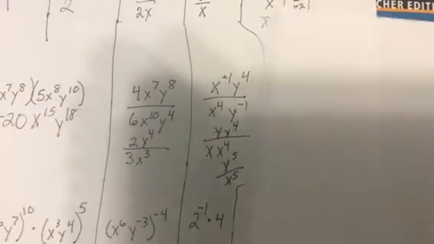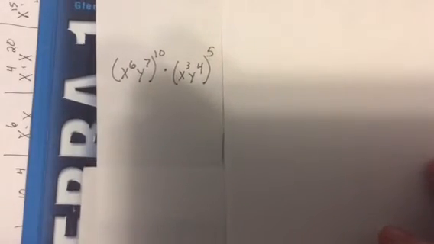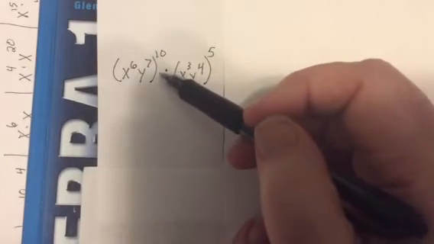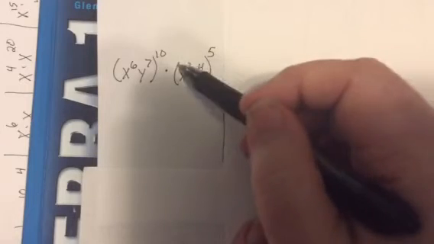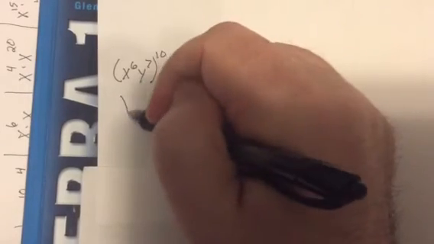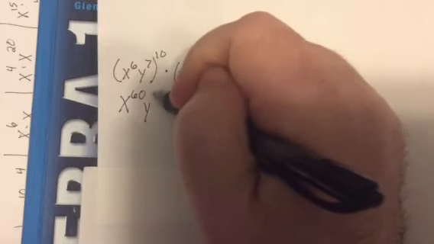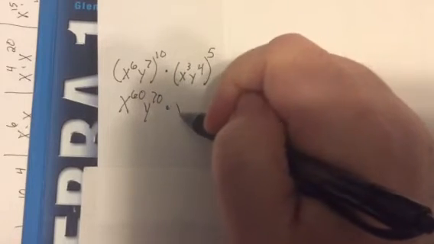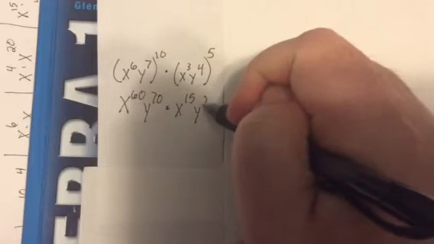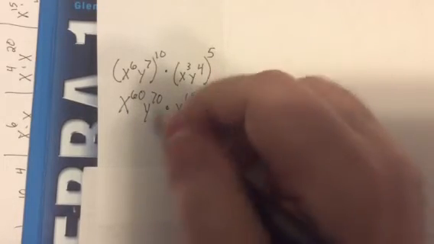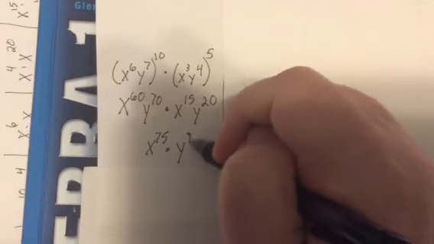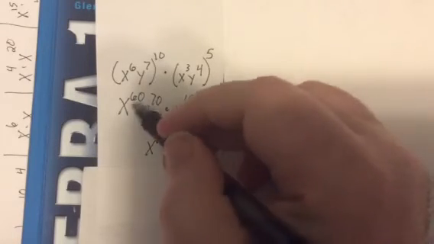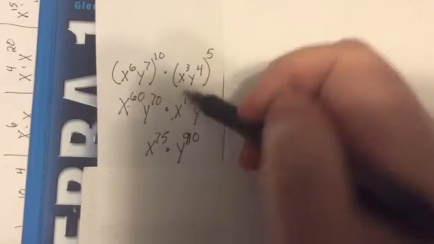And then the last round, oops, kind of making a mess here. Let's move this down. There we go. So actually I have to do several things. I got to raise both of these to the 10th power, both of these to the 5th power, then multiply them together. So this would be x to the 60, y to the 70th, times x to the 15th, y to the 20th. Multiply two things, that'd be x to the 75th, times y to the 90th. Because when you multiply two things together, same base, you add.